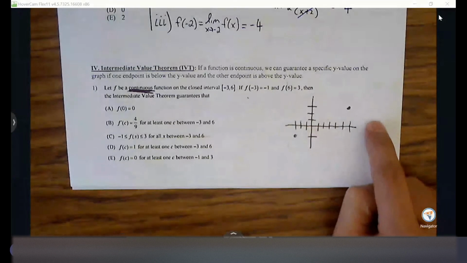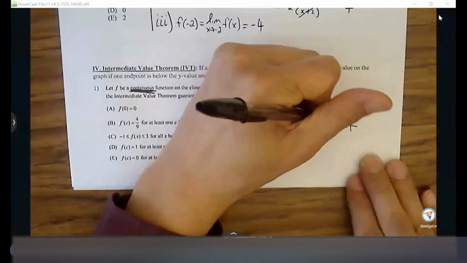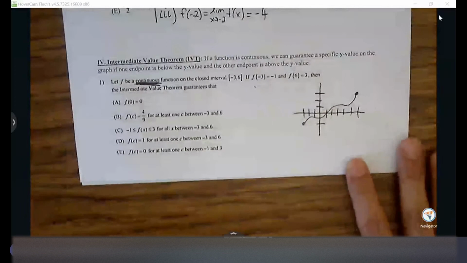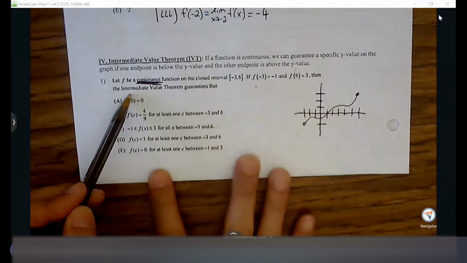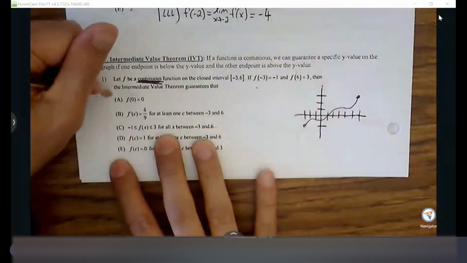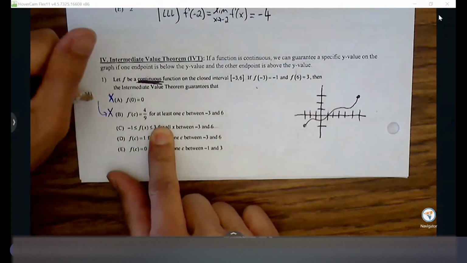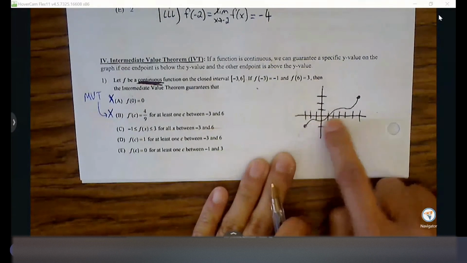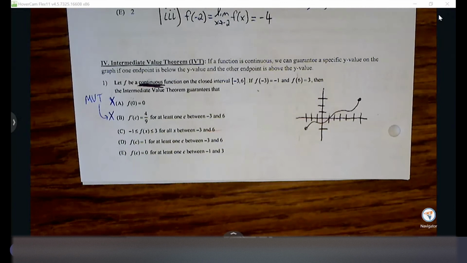So no matter how I draw the graph between it, I know that my graph is going to be connected, right? There's no breaks. So I'm just going to create a situation. Doesn't matter what I do. But here's an example, right? Now, based on IVT, what can we guarantee? Can we guarantee that f of 0 equals 0? Well, actually, not the slope. The slope is going to be MVT, which we're going to deal with later. But right now, what can you guarantee, though? Can we guarantee that every y value between -1 and 3 is going to be reached sometime in that interval?